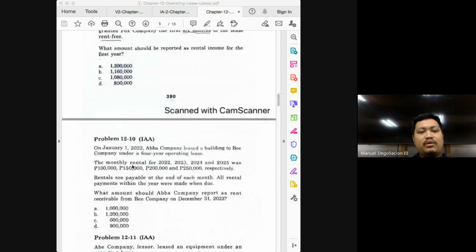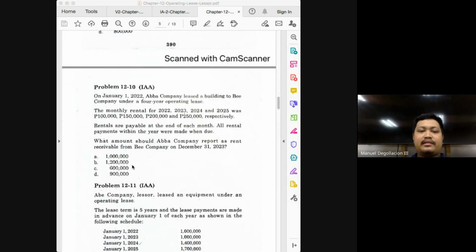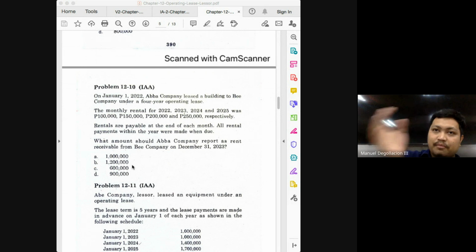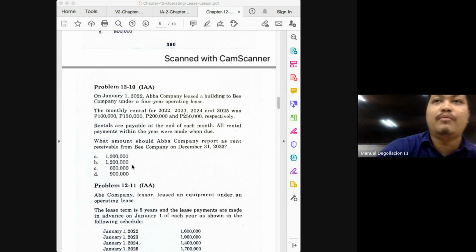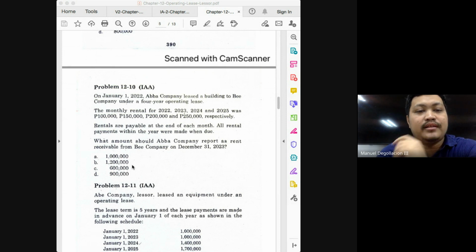Proceed to problem 12-10. Question here is, what amount should the company report as rent receivable? So here the question now is rent receivable. To solve for rent receivable, you have to compute for income first, then compare it with your actual collections. This is on January 1, 2022, and the lease is good for 4 years. The monthly rental is different for year 1, 2, 3, and 4.